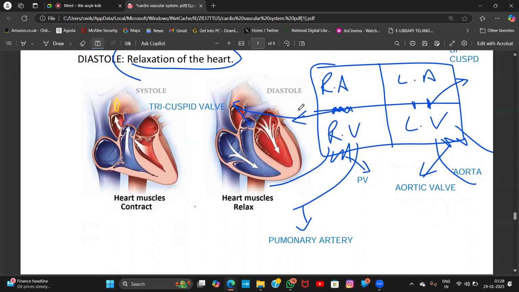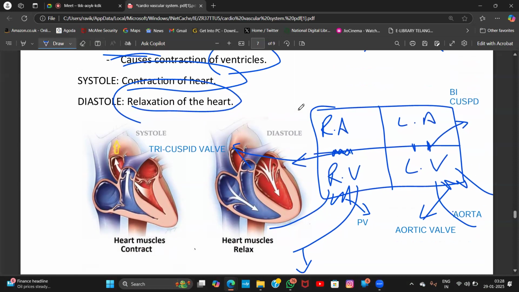Now the SA node is called the sinoatrial node, which is present on the right atrium. This right atrium receives the deoxygenated blood from the superior and inferior vena cava. Left atrium receives which blood through the pulmonary vein? Oxygenated blood.